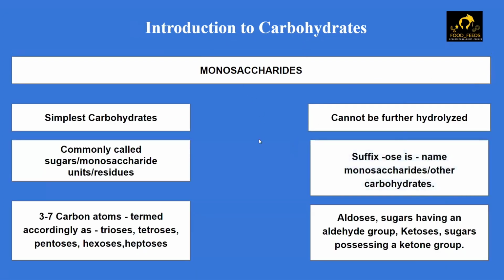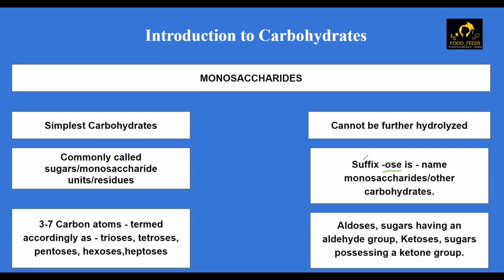So next we are looking at the monosaccharides in detail. As you know, monosaccharides are the simplest carbohydrates that cannot be further hydrolyzed, even by digestive enzymes or any chemical reactions. They're commonly referred to as sugars, monosaccharide units, or residues. In terms of nomenclature, the suffix OSE is used. This OSE is used for any monosaccharide or any other carbohydrate.